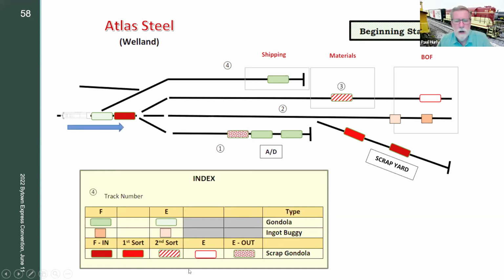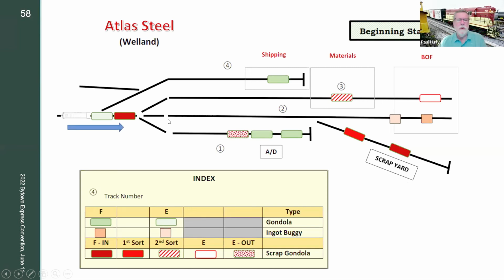These are interchange cars coming in from, again, any number of road names and any number of locations, certainly across Ontario, if not northern US. The little squares here are the buggy cars that are used by the mill to transport the ingots. They'd be brought over to the shipping, stripped, and then, once cooled, loaded into gondolas for shipping out. AD is referring to the arrival departure track.